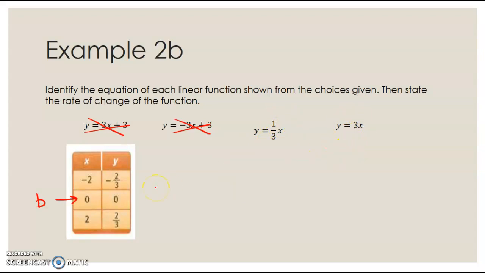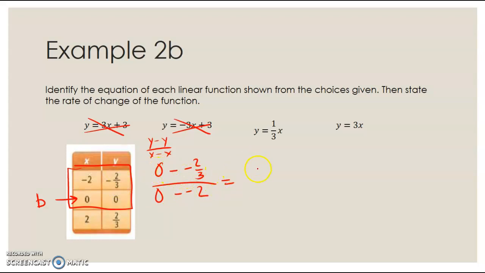And then from here, I'm going to do some subtracting. And subtracting from the table is easy. We just need to pick 2 of our points. Any 2 points will do. And if you have 0, 0, that's the easiest point to choose. So I'm going to do 0 minus a negative 2/3. And remember, it's y minus y over x minus x. So I'm doing 0 minus a negative 2/3, and then 0 minus a negative 2.